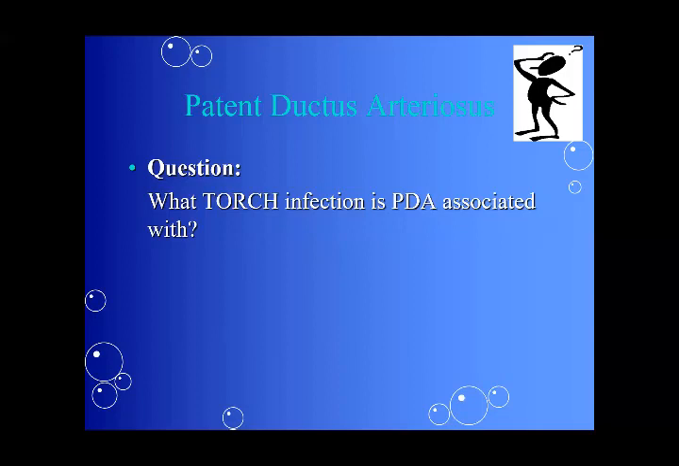Please answer the question: what TORCH infection is PDA associated with? What are TORCH infections? So the answer is rubella. If the mother is suffering from rubella and the baby is born, this can result in the development of PDA in the fetus.